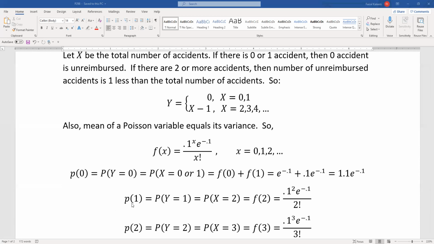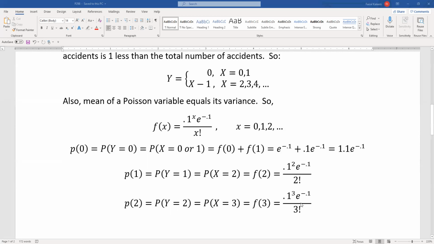Probability Y equals 1 is the same as probability X equals 2, because 2 accidents means one of them will not be reimbursed. So probability X equals 2 means f of 2, which is 0.1 squared e to the negative 0.1 over 2 factorial. Similarly, probability Y equals 2 equals probability X equals 3, so that's f of 3, which is 0.1 cubed e to the negative 0.1 over 3 factorial.